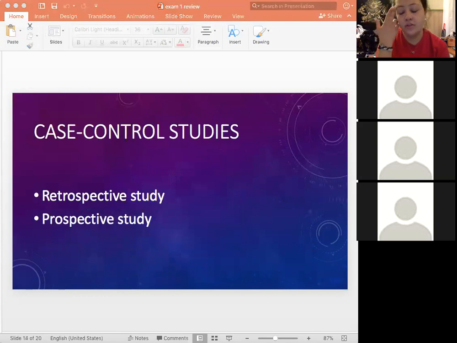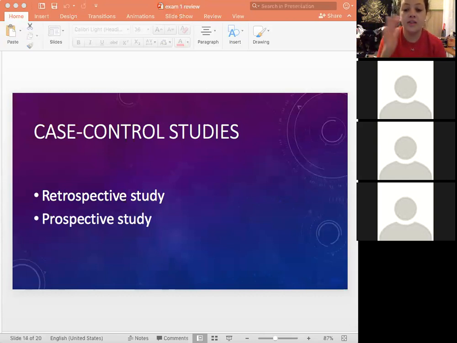So for example, retrospective: you're comparing patients who currently have the disease right now, and then comparing them to people who don't have the disease right now. And then you want to figure out things like the time of onset, what were their past exposures? Did they have behaviors that contributed to either health issue?